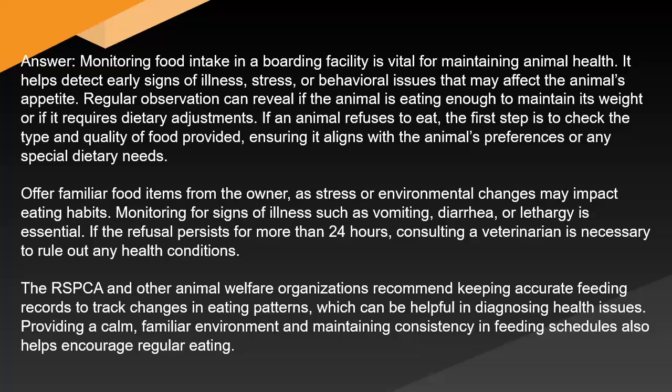If an animal refuses to eat, the first step is to check the type and quality of food provided, ensuring it aligns with the animal's preferences or any special dietary needs. Offer familiar food items from the owner, as stress or environmental changes may impact eating habits. Monitoring for signs of illness such as vomiting, diarrhea, or lethargy is essential. If the refusal persists for more than 24 hours, consulting a veterinarian is necessary to rule out any health conditions.